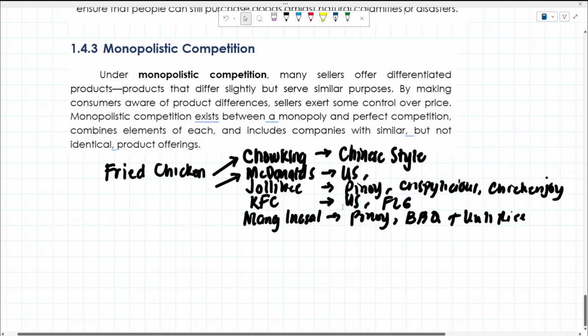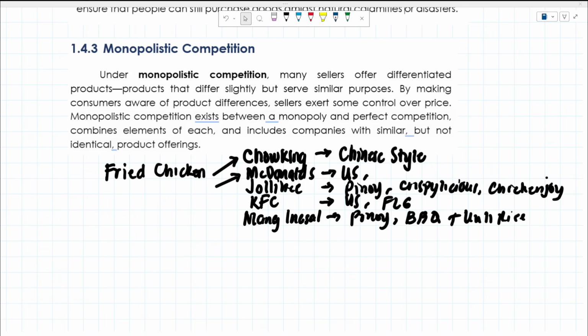Dami dyan, di ba? May Chicken Star pa. Chicken Star, Kenny Rogers, yun nga, Max's, ano ba isa? Chokes to go, no? So, although pare-pares na manok, pero iba-ibang branding, iba-ibang setting din, iba-ibang pakulo sa bawat restaurant. Okay? So, that explains monopolistic competition. Let's go to the next one.